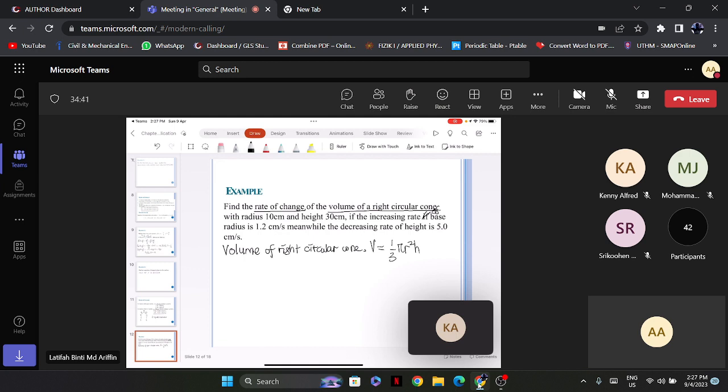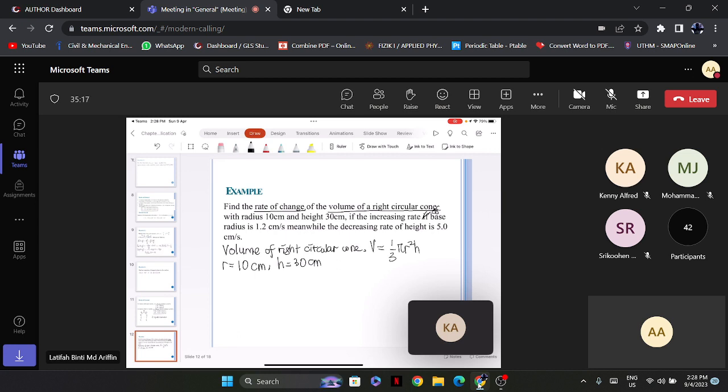When it is volume, there must be a power of 3. Here we have r to the power of 2 multiplied by h, so that makes three. This is the formula for the volume of the right circular cone. Then the question gives radius 10 cm and height 30 cm. So given r represents the radius, r equals 10 cm and h equals 30 cm. This is the information from the question.